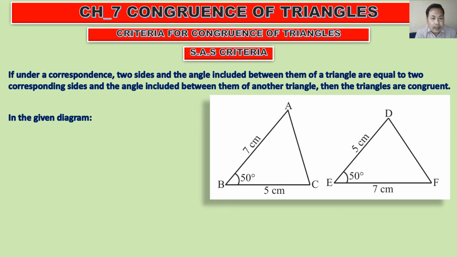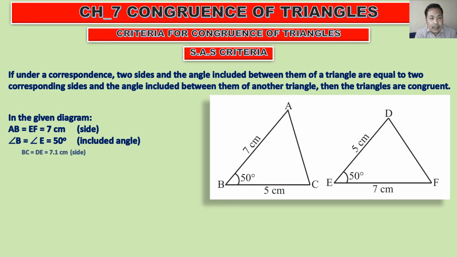In the diagram, we have that AB is equal to EF, as they are 7 centimeter each, and it is one side. Next, angle B is equal to angle E, which have 50 degrees each, and they are called included angles, formed between the two corresponding equal sides. Then next we have BC equal to DE, which are 7.1 centimeter.